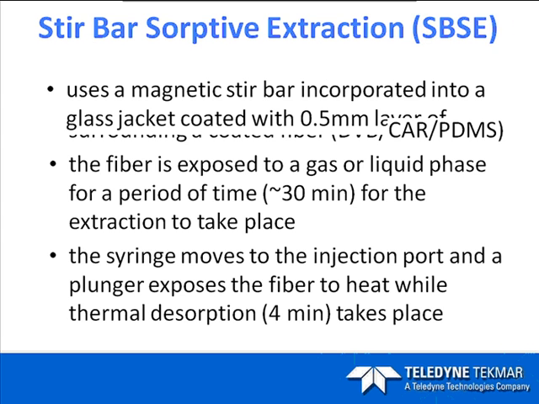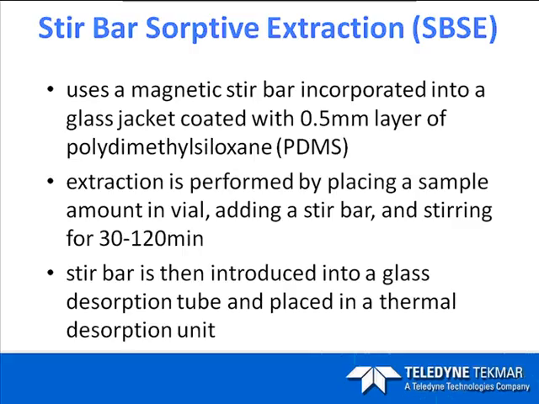The stir bar sorptive extraction uses a magnetic stir bar incorporated into a glass jacket coated with a 0.5 millimeter layer of polydimethylsiloxane. Then the extraction is performed by placing a sample amount in a vial. Usually they're using, say, 22 mL headspace vials, and put about 10 mL sample into that vial. And that's often the case with SPME as well. With solid phase microextraction, you can put the coated fiber either into the gas phase and let the analytes adhere that way, or you can extend the fiber all the way into the liquid phase.